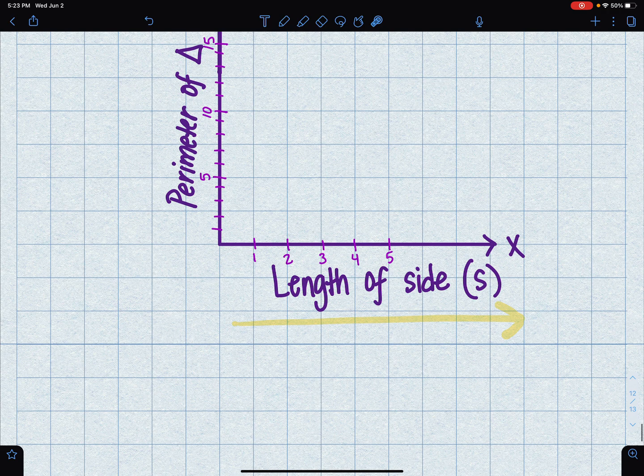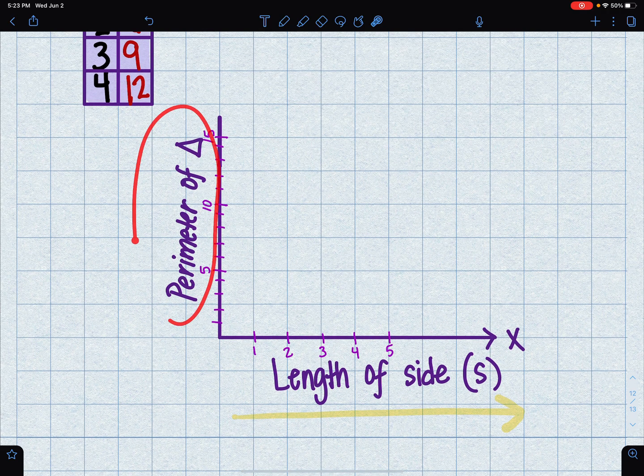On the x-axis is the length of the side. On the y-axis is the perimeter of the triangle. So if the length was 1, the perimeter was 3. So I go 1, 2, 3. It's kind of like right there. It's not exact, but something like that. If the side is 2, the perimeter is going to be 2 times 3, which is 6. That's somewhere right here. And then you do it for all of them.